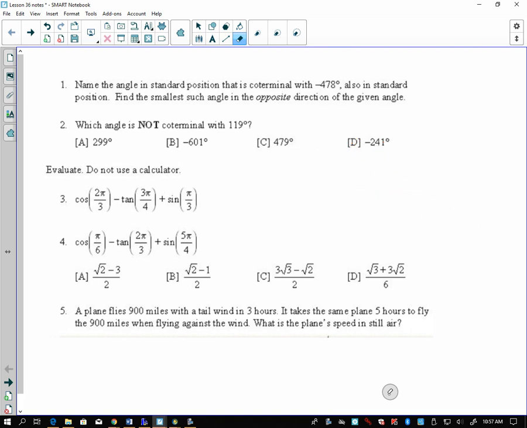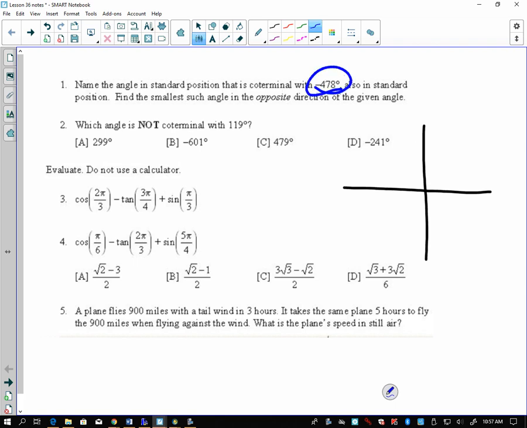So we want to name the angle in standard position that is coterminal with negative 478 degrees. So let's talk about the first thing we notice about this number. What's the first thing you notice in it? It should be the first thing you read. Negative. Okay, so starting from here, which direction am I going to go? Clockwise. So I'm going around 478 degrees.